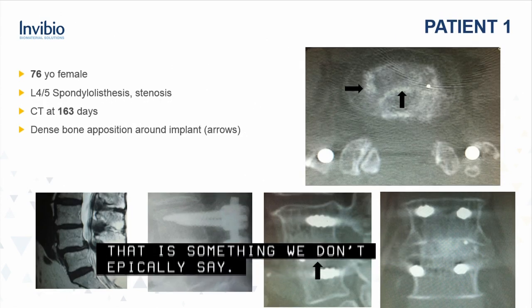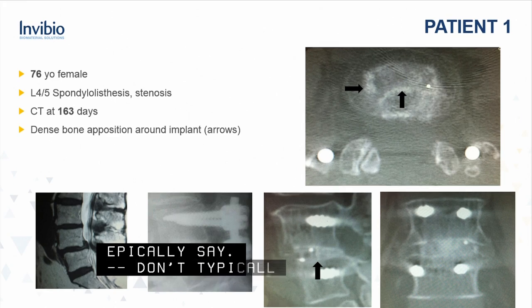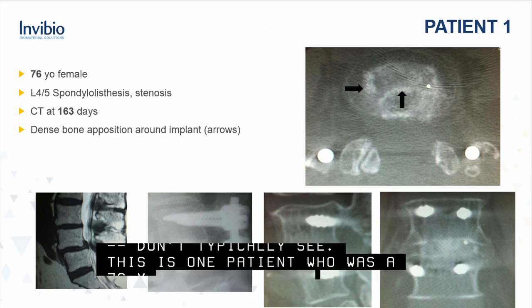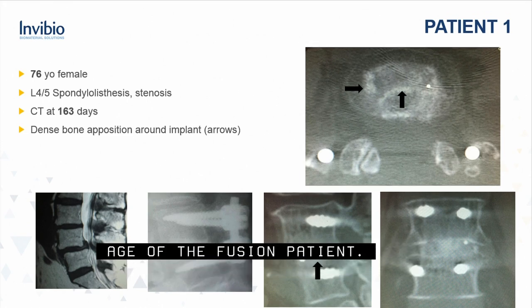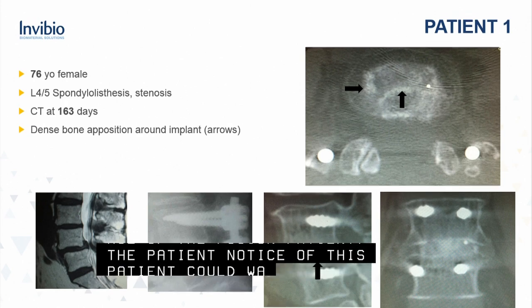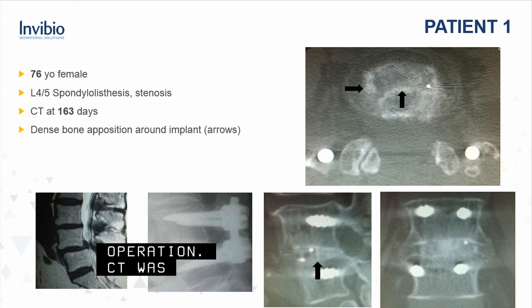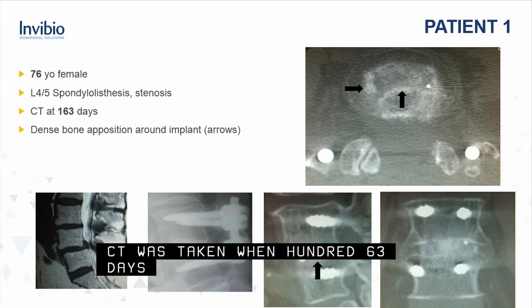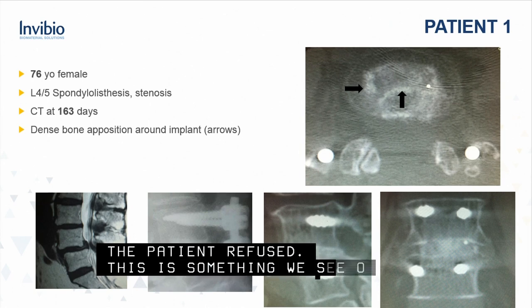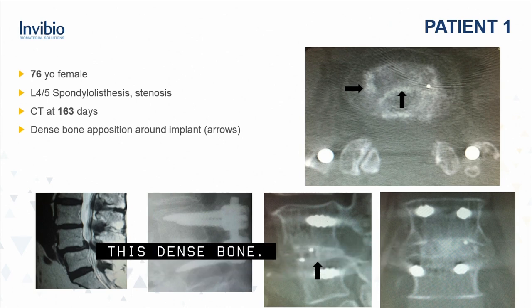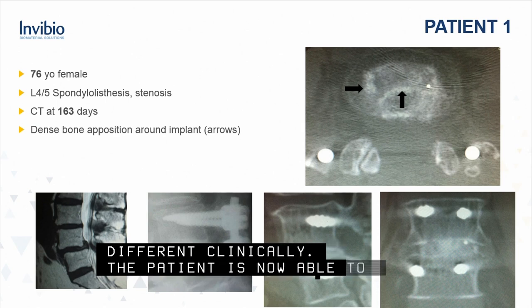This is one patient who was a 76-year-old female, so a little bit older than the average age of the fusion patient. Spondylolisthesis at L4-5 with stenosis. Patient notes say that this patient could walk no more than 100 yards prior to the operation. CT was taken 163 days post-op, so we're just over 5 months. We see dense bone apposition around the implant. Patient's fully fused. This is something we see over and over again, this dense bone that says we're really seeing something different clinically. And the patient is now able to visit the gym five days a week. So a really nice case from that series there.